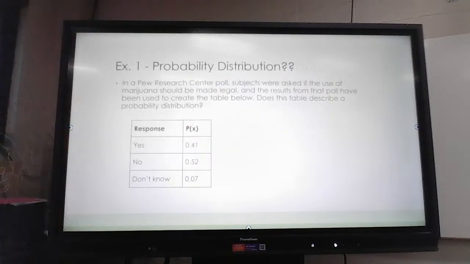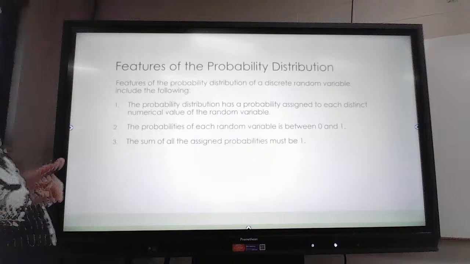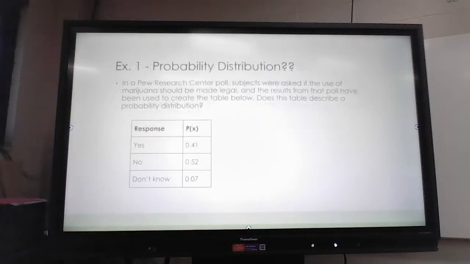So here's an example. In a Pew Research Center poll, subjects were asked if the use of marijuana should be made legal, and the results from that poll have been used to create the table below. Does this table describe a probability distribution? Well, let's go back to the questions that we were asked before. Does each distinct value of the variable have a probability assigned to it? Are each probability between 0 and 1? And when I add up all those probabilities, do I get a value of 1? Well, let's find out. Here are my responses.